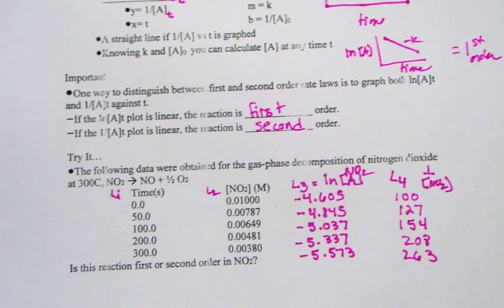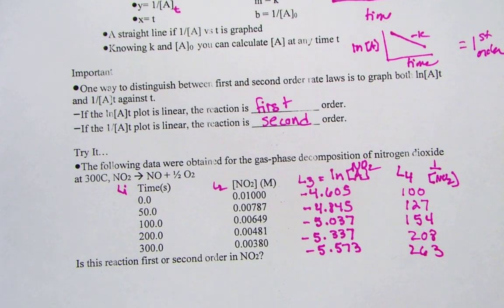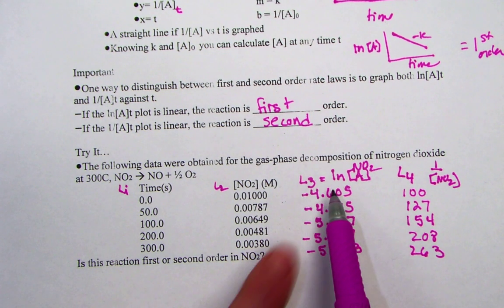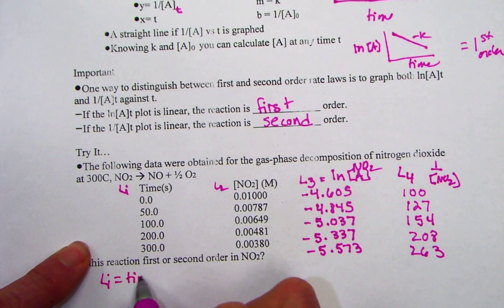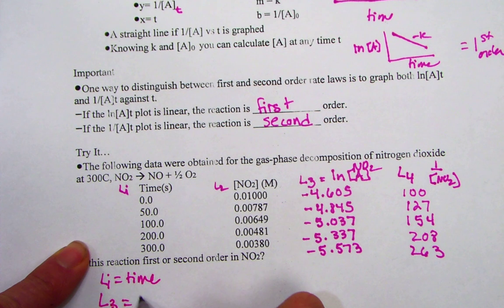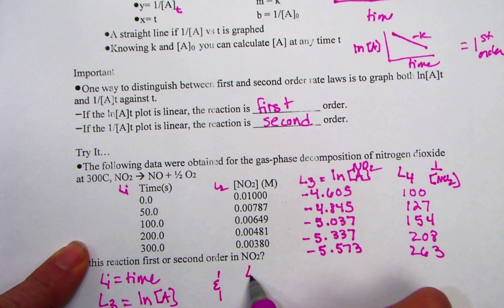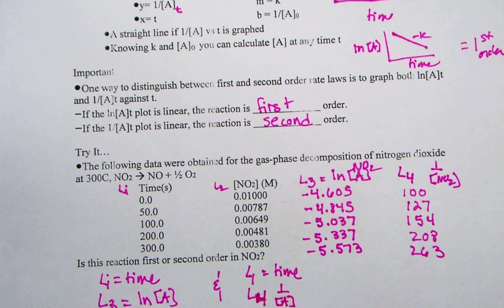We need to find the best straight line, a y equal mx plus b. Is it what we're looking for? If the x-axis in list 1 is time, list 3 is the natural log of our concentration, and then again we want list 1 time, list 4 is our reciprocal of our concentration. We need to plot those in a graph and find the best straight line.